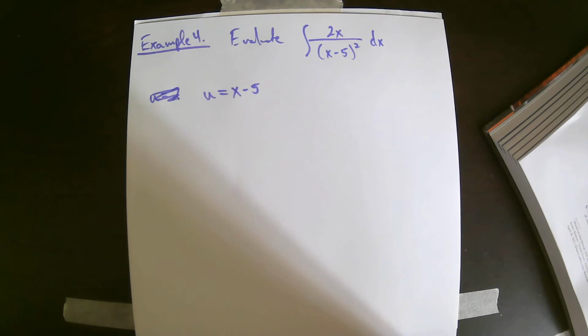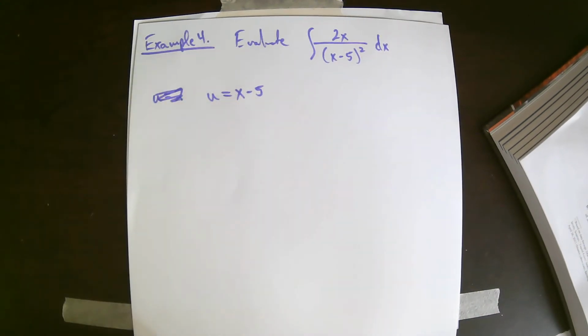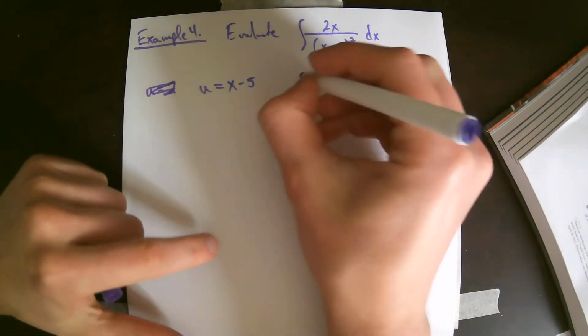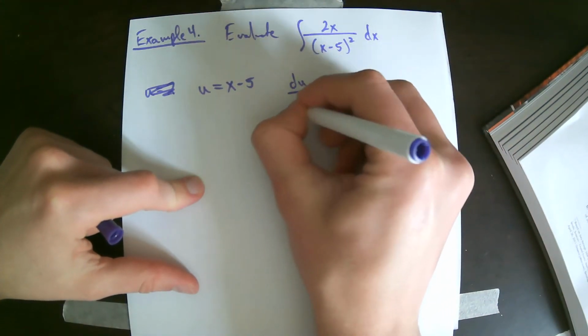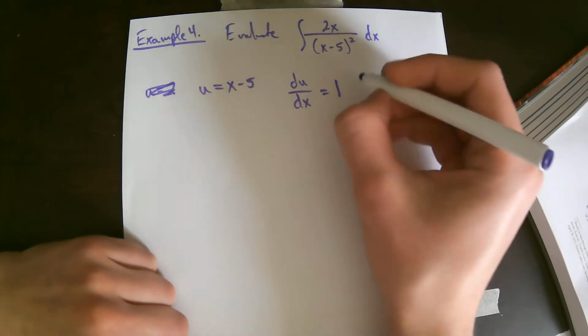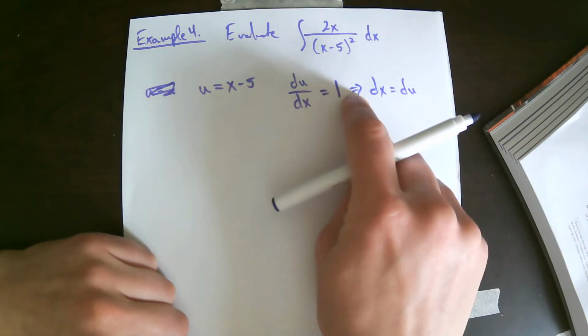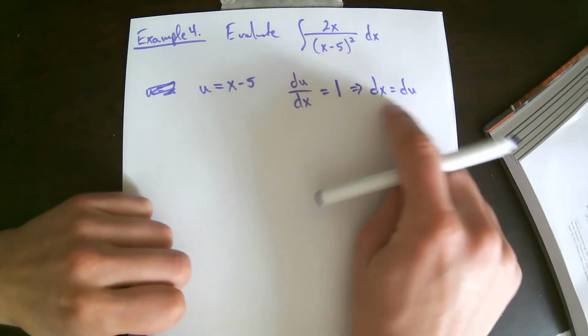See, the thing is, you could let u equal x minus 5 all squared here, but they're making a point about what can happen if you choose u to be this. So I'll play along and let u equal x minus 5. Then the derivative of u with respect to x is just 1, and that implies that dx is equal to du, because I multiply by dx on both sides.